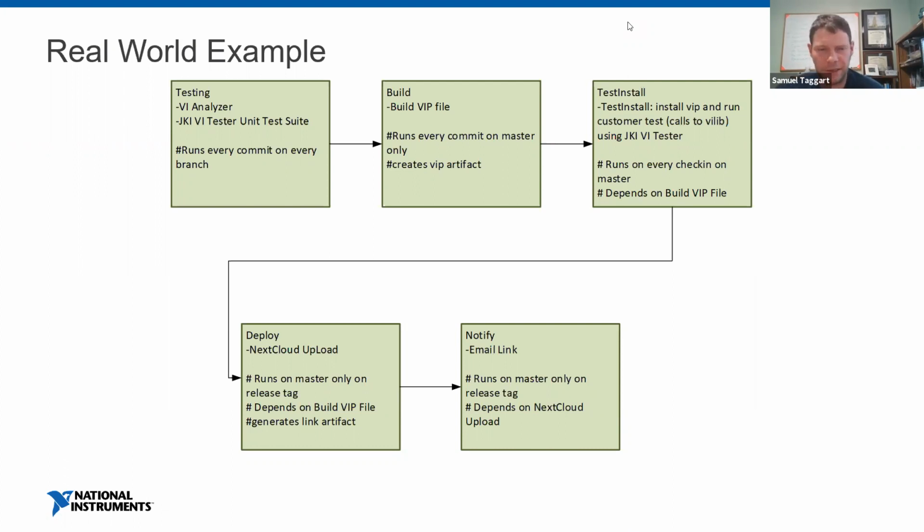So this is just to point out that in GitLab, you can have stuff run on various tags, branches, right? So you can specify when stuff runs. You can also just specify stuff to run based on time. So like every night at midnight, do X, Y, Z. That's also a possibility. And it's just to give you an idea too of some of the things that you can do, right? VI Analyzer, Unit Test Suite, you can build VIPs and EXEs and all that stuff. So then you do non-LabVIEW stuff too, like copying stuff up to a server like Nextcloud or emailing links, etc.